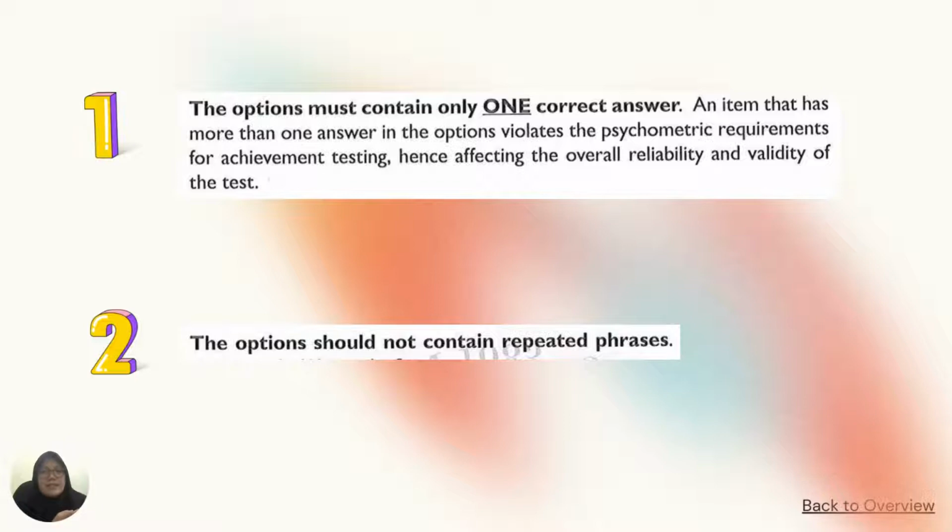Second, the options should not contain repeated phrases, because as we have talked about in the stem, a lot of phrases in the options will confuse students or take a lot of their time. We do not want them to use a lot of time understanding the options. We want them to understand the questions thoroughly, and then straightly choose the option. That's why it is not recommendable; options are not supposed to have repeated phrases.